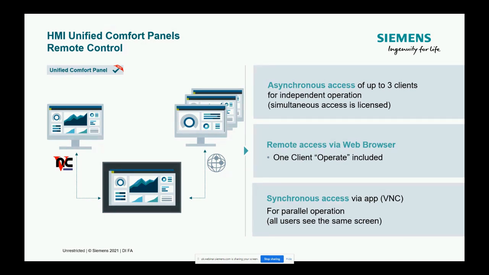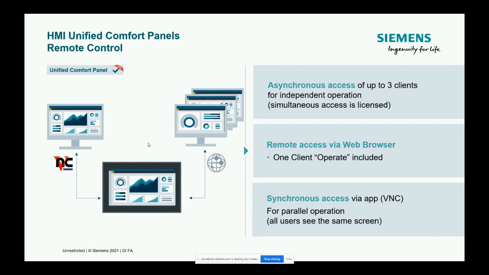So we always had, with previous versions of the Comfort panels, so pre-unified, the ability to use what we would call the smart server. This gave us synchronous access to the HMI. What it meant was you could remotely access the HMI itself, but the access was synchronous, so you were really seeing a mirror of what was on the HMI screen, and you couldn't get this independent control. We still support that because that's a very, very nice option.